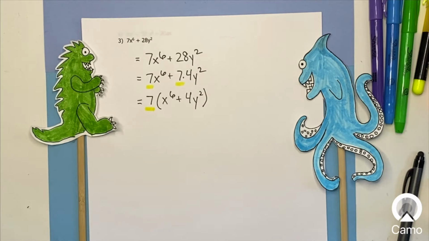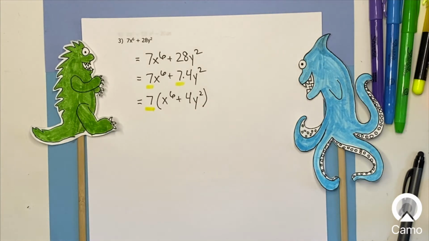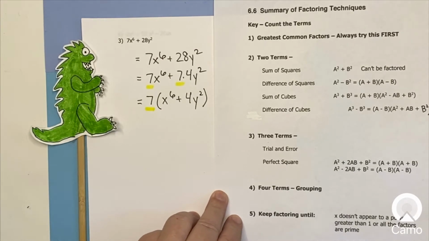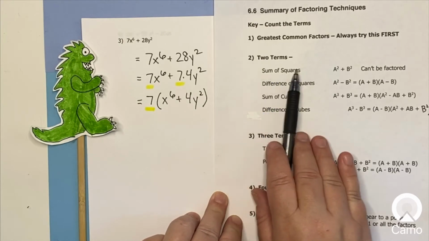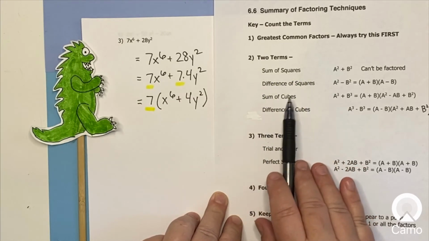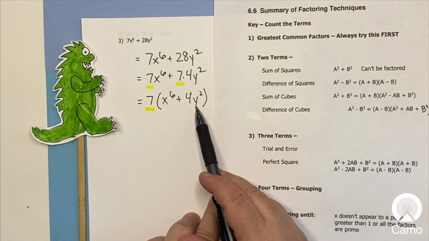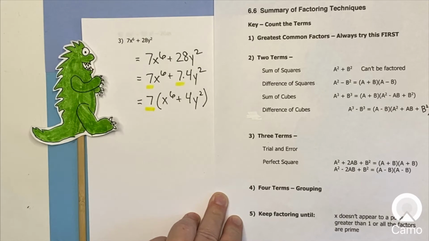So now we're going to go to the second step of factoring, which is to count the terms. There are 2 terms. So if there are 2 terms, then we've got the following possibilities. These are the patterns that we can recognize: sum of squares, difference of squares, sum of cubes, difference of cubes, and possibly none of the above. So let's see if we can figure out if these fall into one of these patterns so that we can use the pattern to factor.